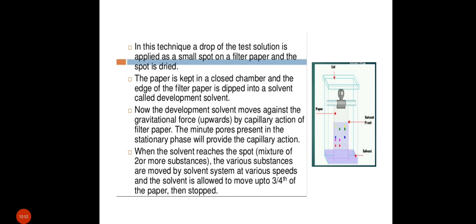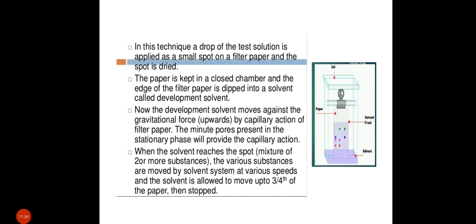So in this technique, a drop of the test solution is applied as a small spot on a filter paper, and the spot is dried. The paper is kept in a closed chamber, and the edge of the filter paper is dipped into a solvent called the development solvent. Now the development solvent moves against the gravitational force upwards by capillary action of the filter paper. The minute pores present in the stationary phase provide the capillary action.